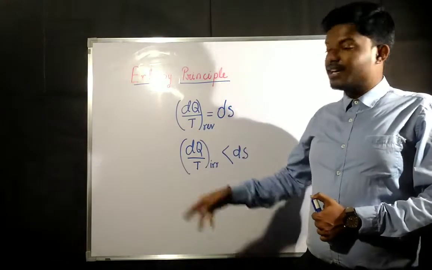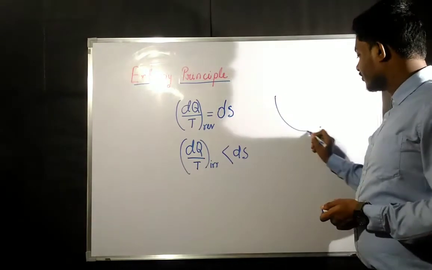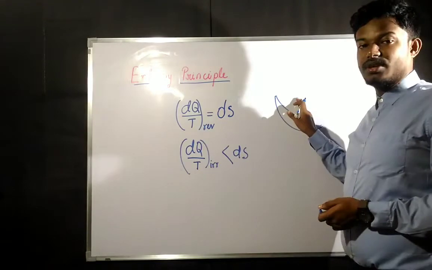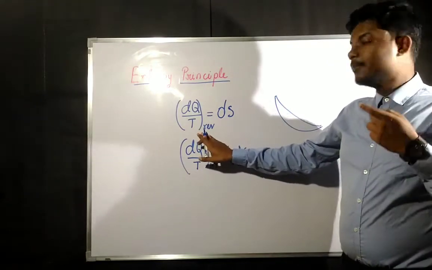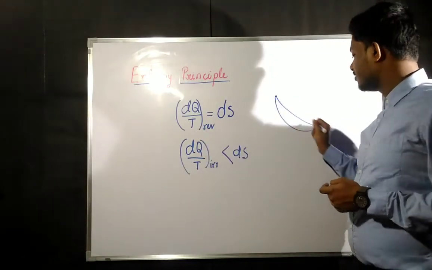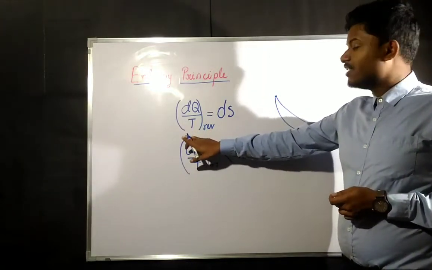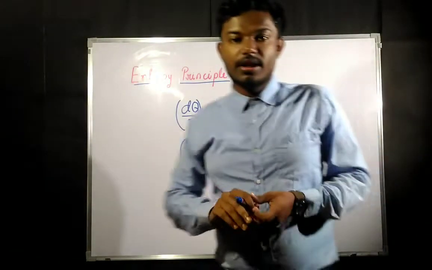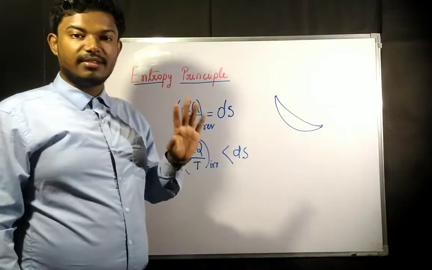We have seen that there are a number of reversible processes between two points. This term was the same for every reversible process, and it did not depend on the path, only on the endpoints. That's why we concluded that this term is a property, and the change of that term is known as the change in entropy. So this has become a property known as entropy.